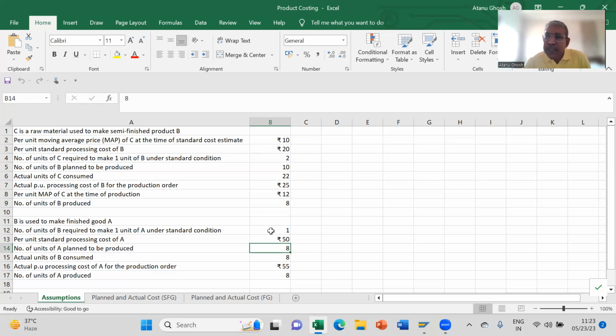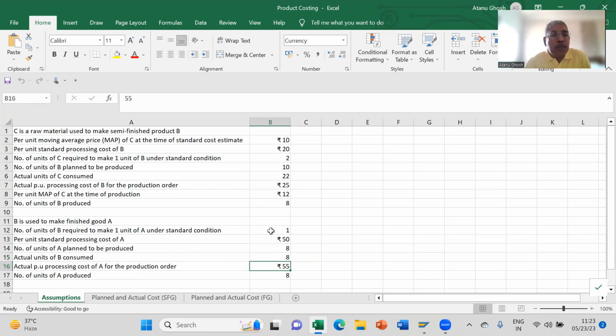And just to make things simple, this time we are not considering yield variance. Let us assume that the yield was 100% and actually 8 units of A were produced. You can try with a lesser amount of A and the principles will still remain the same. For example, if you produce 7 units of A instead of 8 units of A, there will be yield variance.